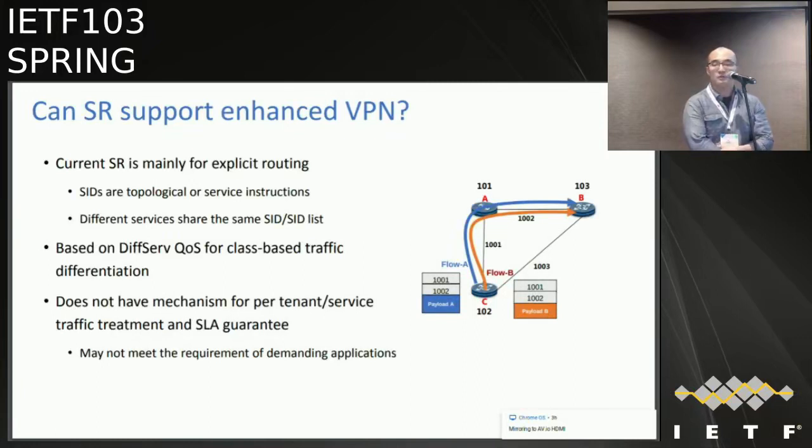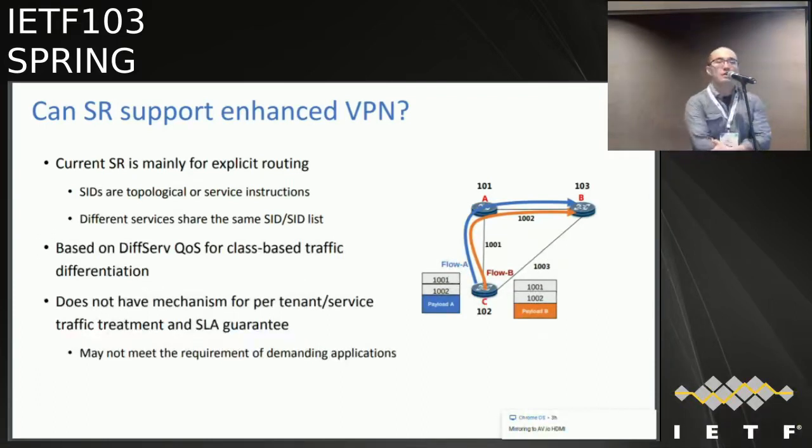And how about the performance guarantee? In the current SR, it is based on the DiffServ queues to provide a class-based traffic differentiation. This may be enough for many of the existing services, but we can see it does not provide the solution for per tenant or per service traffic differentiation or treatment. So it may not meet the requirement of the demanding services in the future.